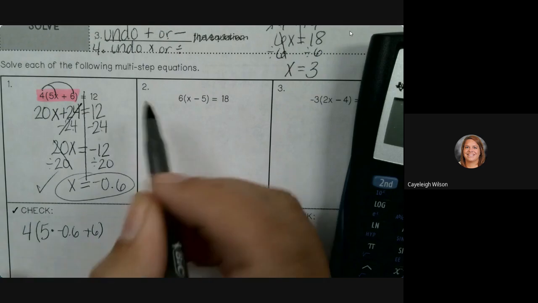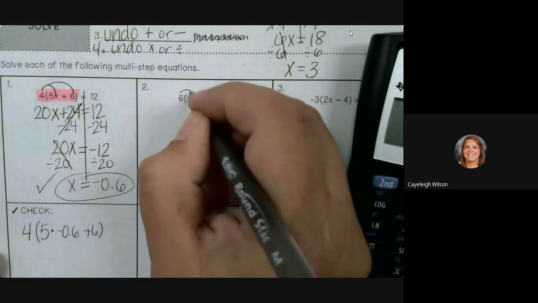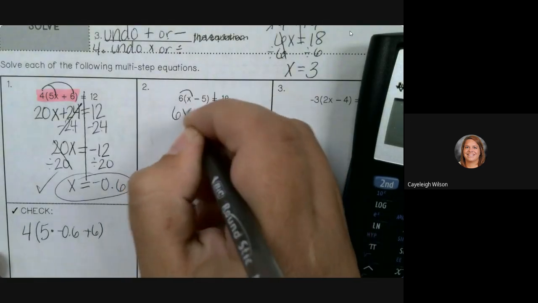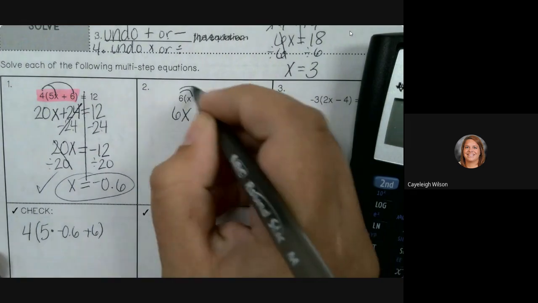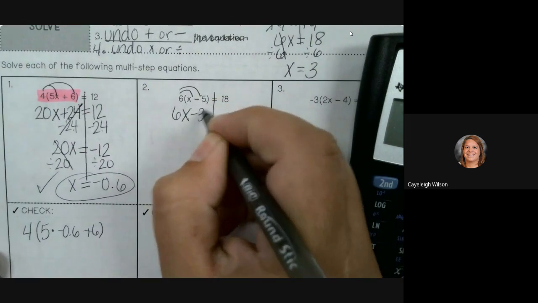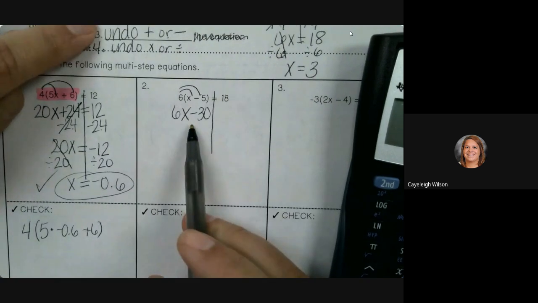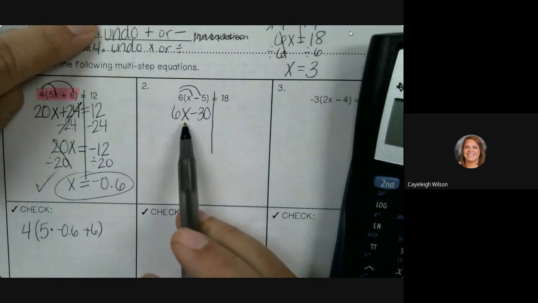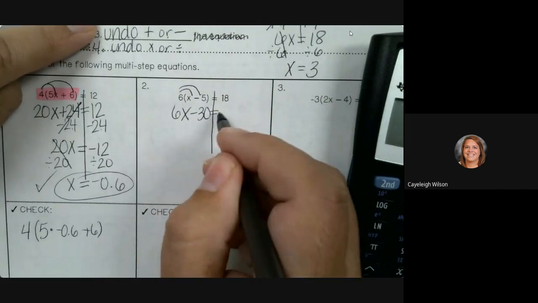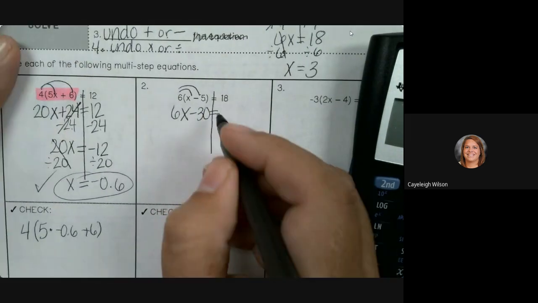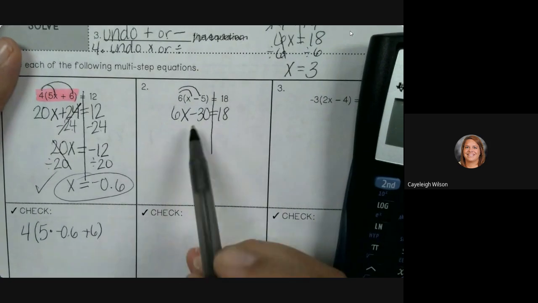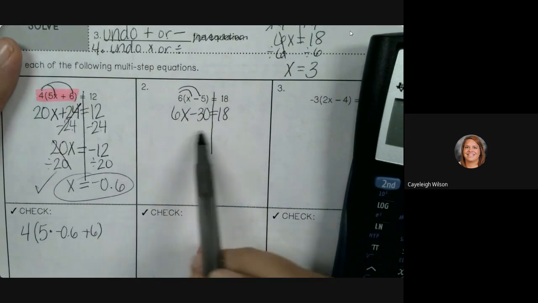Okay, so I'll start here with the 6. So 6 times x is 6x. 6 times negative 5 is negative 30. And I'm going to ask myself if these are like terms. Now, typically they're not like terms, but this has an x, this does not, so I can't put them together. And then equals 18. And now that's just a two-step equation there.